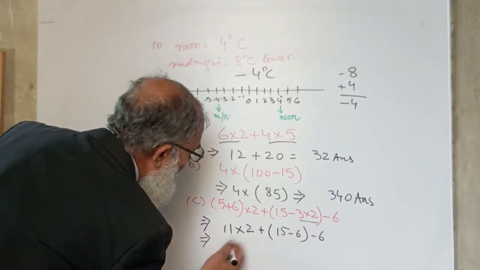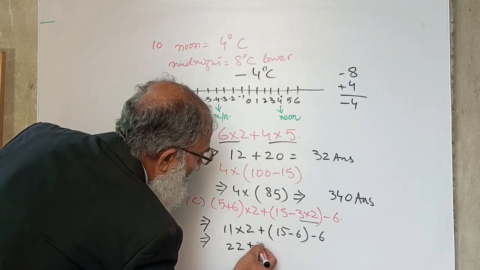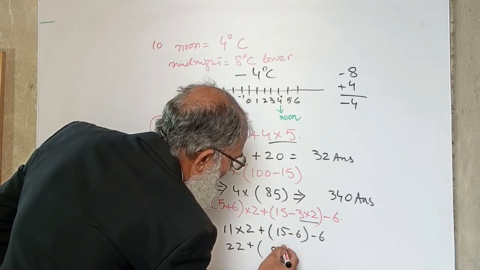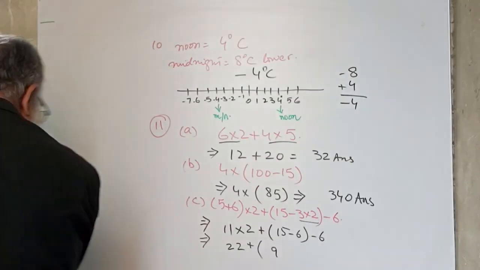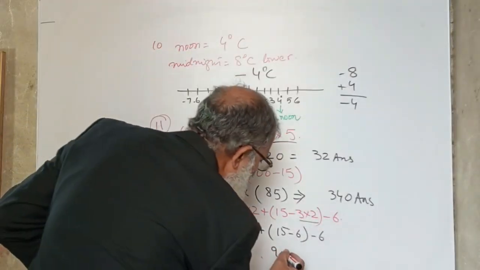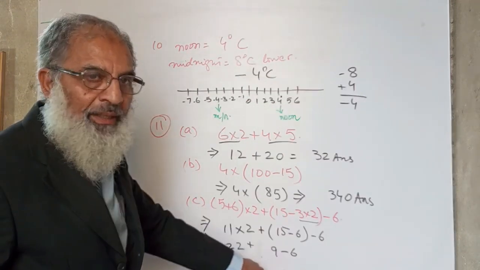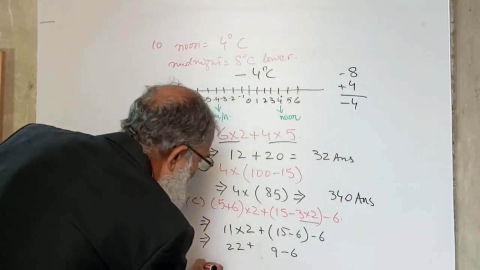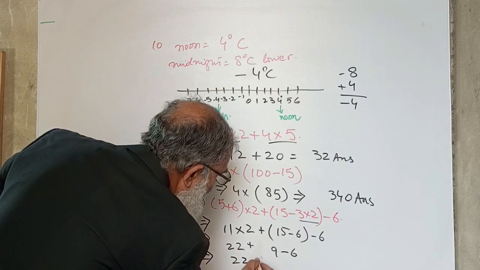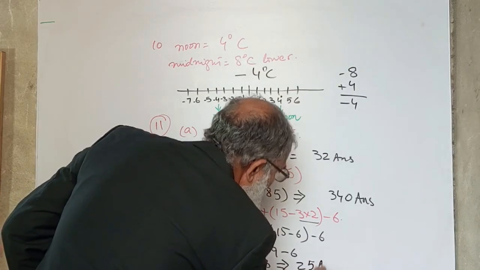Again, you can solve this because it is multiplication. 15 minus 6 is 9. And again, when you have solved this, you can leave the minus 6. So what will come? 9 minus 6 is 3. It will become 22 plus 3, and that will become 25, the answer.